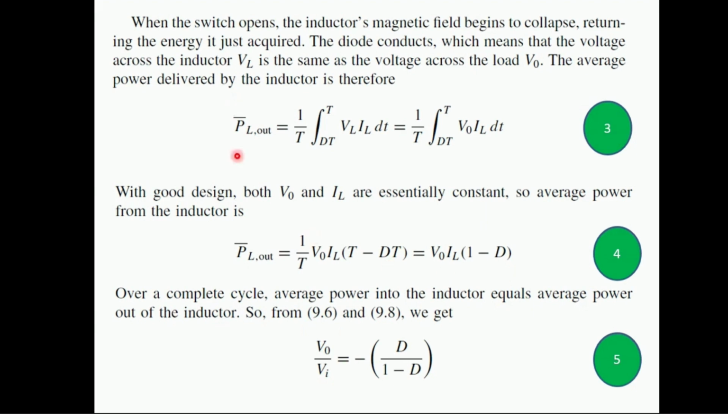At that time, the output power at the load end equals 1 upon T integration DT to T of V0 IL. Again, V0 is my output voltage. I'll keep it outside, and IL, again I'll keep it outside, essentially constant. So the average power is the integration from DT to T of dt, that is T minus DT. I'll take T common, and it will get cancelled out. I'll get V0 IL (1 minus D). So in a complete cycle, the ratio of output voltage upon input voltage equals minus D upon 1 minus D.